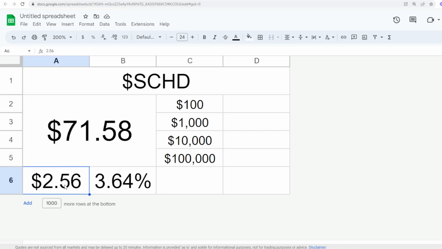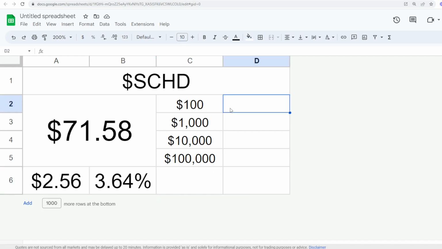So currently they pay a $2.56 dividend per year per share. It's going to be broken up quarterly, so you can pretty much divide that by 4 to figure out how much you're going to get paid per quarter per share. Roughly, it's going to be around a 3.64% yield. This is going to fluctuate a little bit based upon the price and a couple of different things throughout the year. So let's go ahead and dive into it here.